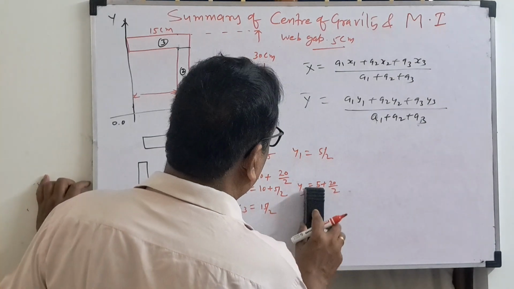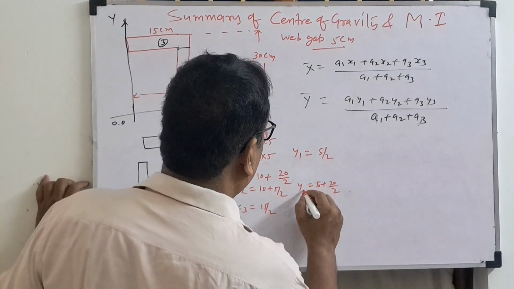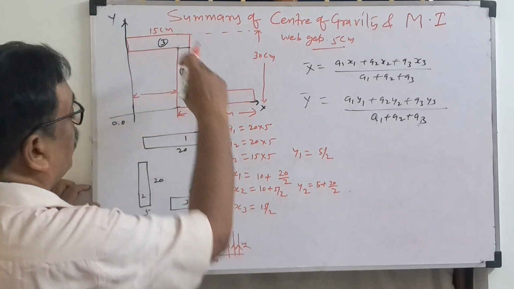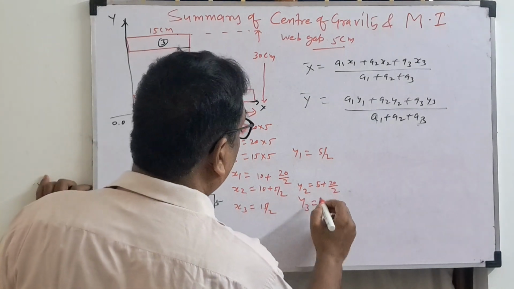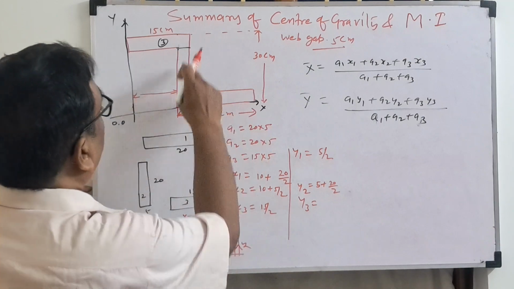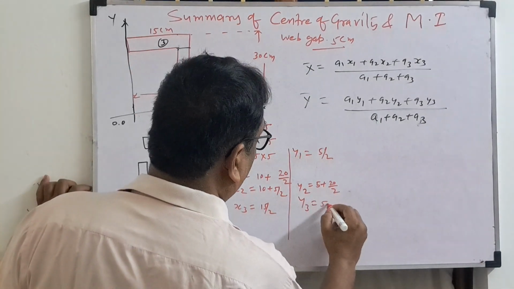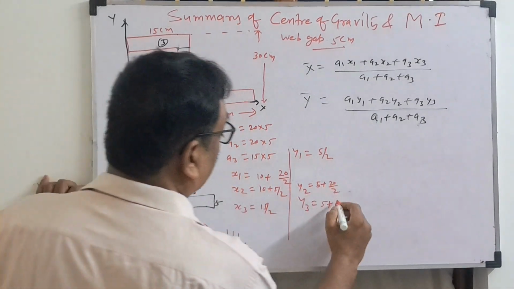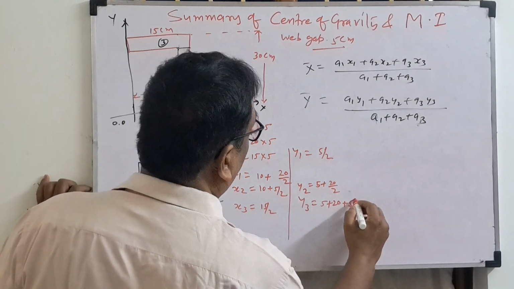y2. y2 will be (5 + 20) by 2. What is y3? y3 will be 5 plus how much? (20 + 5) by 2.